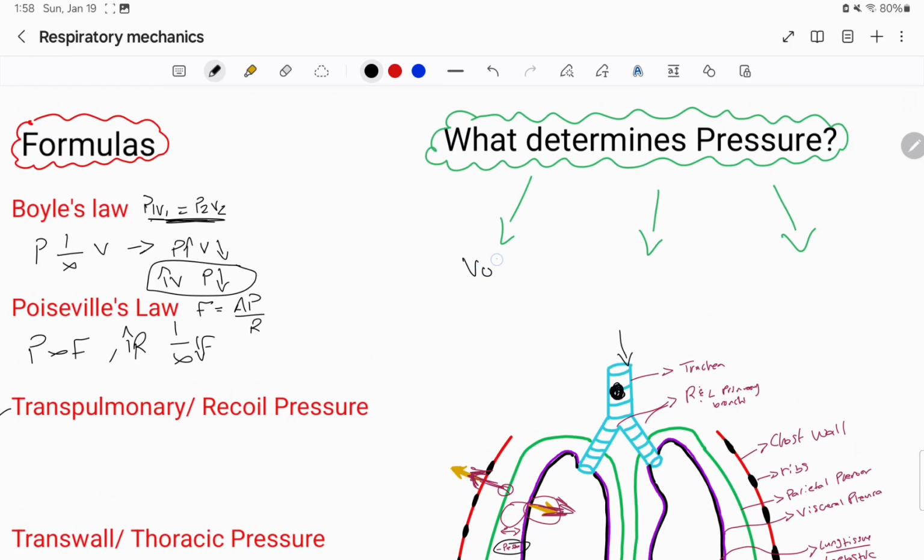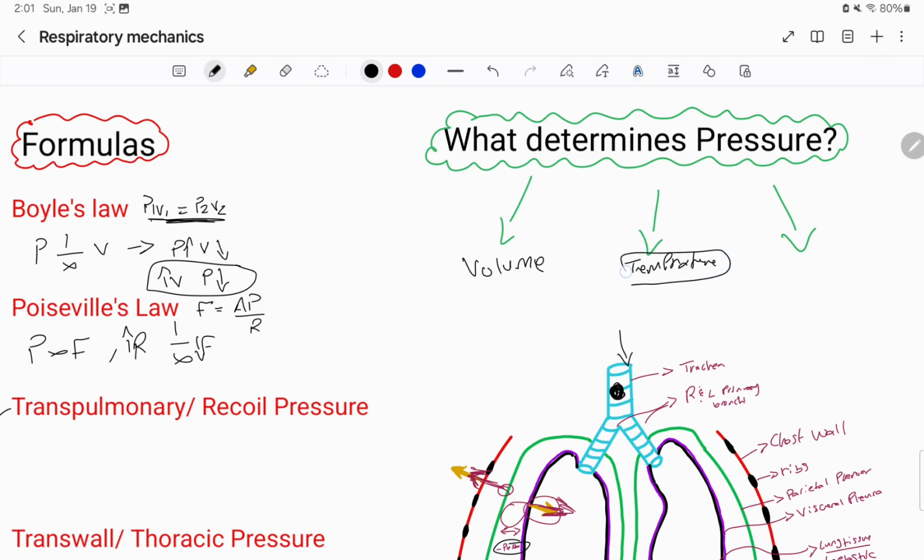So pressure obviously is determined by volume. And we actually mentioned that right here with Boyle's law, right? The lower the volume, the higher the pressure. The higher the volume, the lower the pressure. Cool. It's also derived from temperature. So temperature can definitely determine pressure.